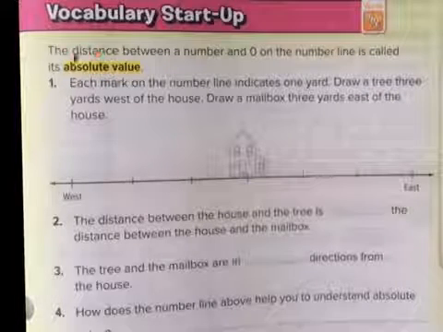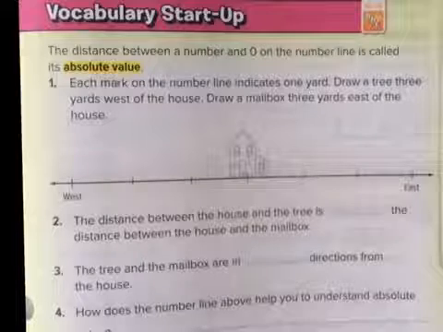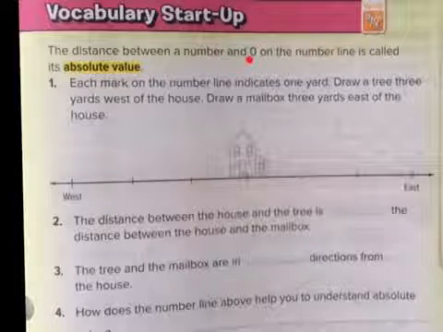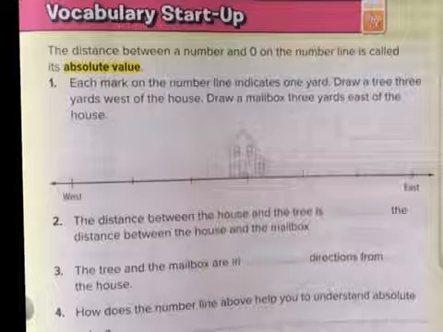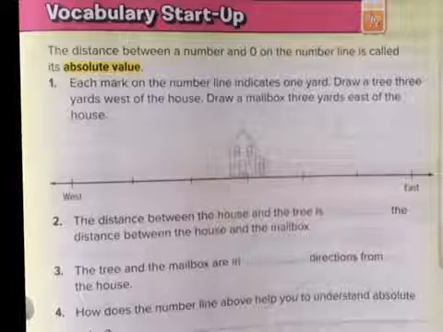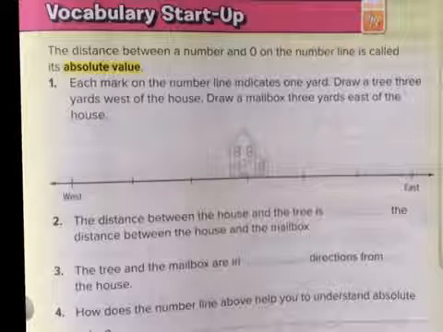When we talk about absolute value, we talk about the value of a number regardless of its positive or negative sign. It's really the distance between a number and zero on the number line that is called its absolute value. So what we mean by that is, for example, a number like -2.